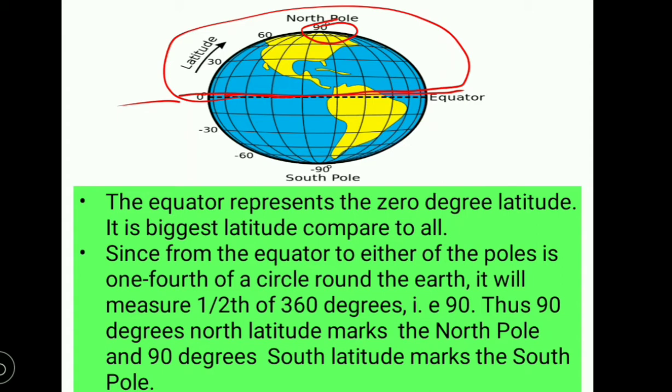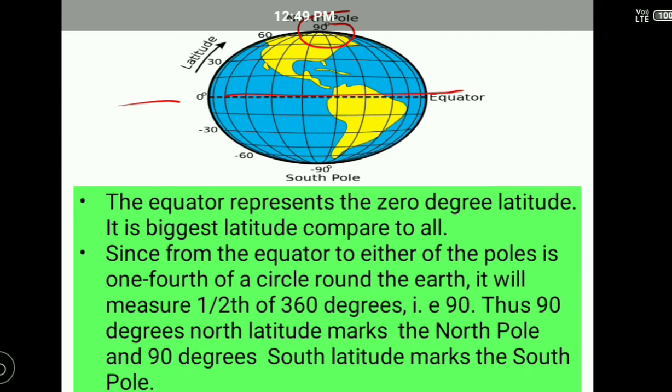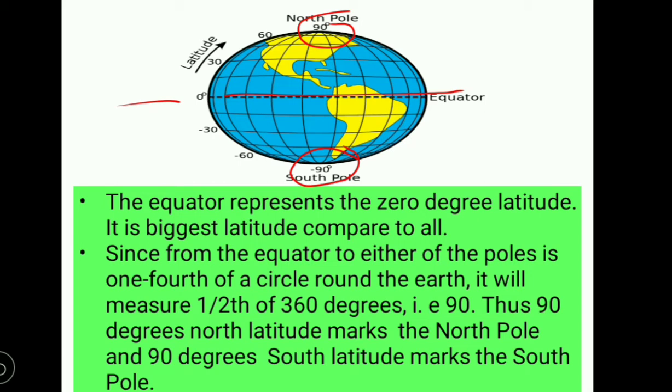Since from the equator to either of the poles is one quarter of the circle round the earth, it will measure a quarter of the 360 degrees, that is 90 degrees. Thus 90 degrees north latitude marks the north pole and 90 degrees south latitude marks the south pole. Just observe the figure here. We have the north pole, that is 90 degree. We have the south pole latitude, that is also 90 degree. So both cover 180 degree. It is exactly half of the 360 degree.